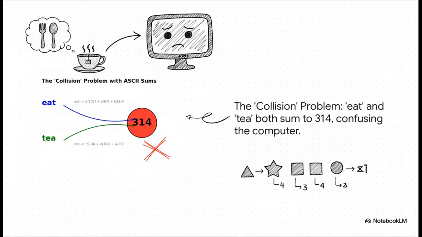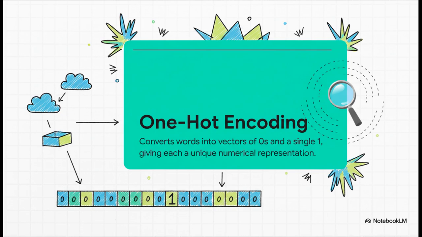We need a unique ID for every single word. So how do we get around this collision problem? With a really brilliant and surprisingly simple method called One-Hot Encoding. Here's the big idea. Instead of assigning each word a single number, we give it a whole list of numbers, a vector, that's made up almost entirely of zeros, except for a single one that acts like a beacon.